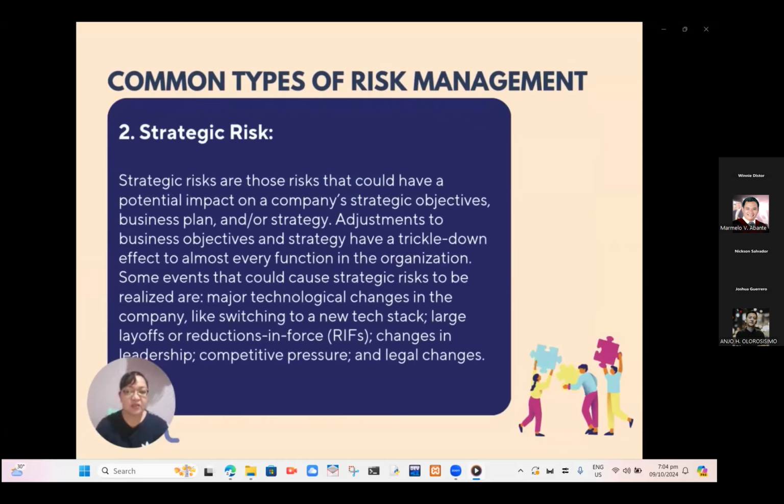Number two is strategic risks. Strategic risks are those risks that could have a potential impact on a company's strategic objectives, business plans, and or strategy. Adjustment to business objective and strategy have a trickle-down effect to almost every function in the organization. Some events that could cause strategic risks to be realized are major technological changes in the company, like switching to a new tech stack, large layoffs or reduction in force, changes in leadership, competitive pressure, and legal changes.